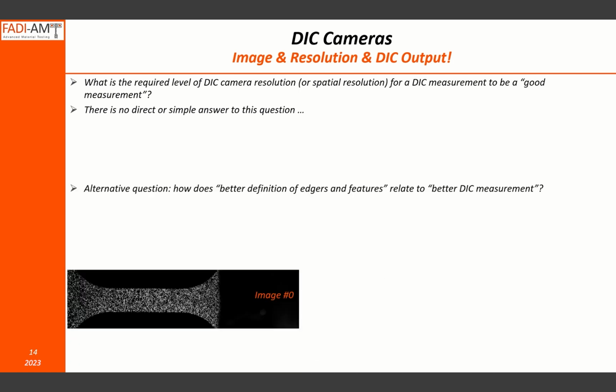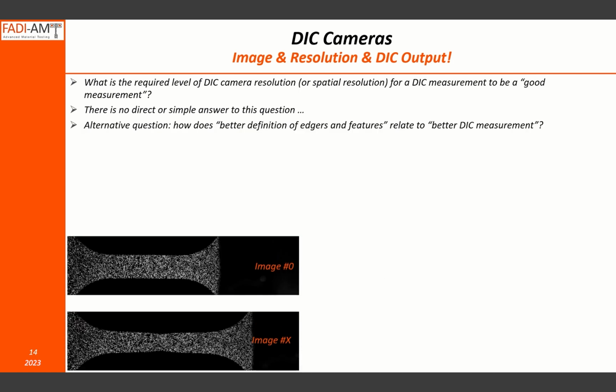And to ask the question in a different way, how does better definition of edges and features play a role in contributing to a better DIC measurement when, as you know, in DIC we're not really looking at big features or big edges? We're looking at a stochastic contrast pattern, like the one you see here in my image that represents a tension test. How does a high resolution sensor play a role in improving my DIC measurement? Again, there is no direct answer because it's not a straightforward connection.